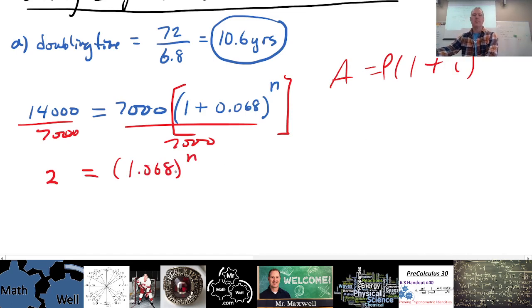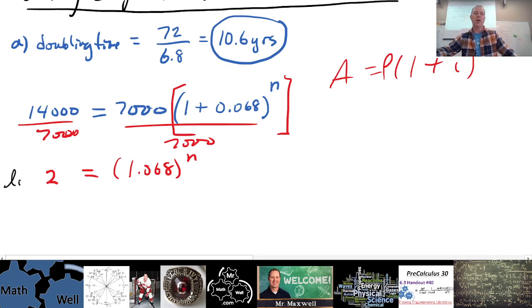Okay. So how many times do I have to multiply 1.068 times itself to get 2 exactly? Well, you could guess and check here. It wouldn't take you a few minutes to get to a real accurate number. But the way you do this is using logarithms, okay? And if you took Pre-Calculus 30, you would have learned how to do this. If you haven't taken Pre-Calculus 30, this is probably new to you.